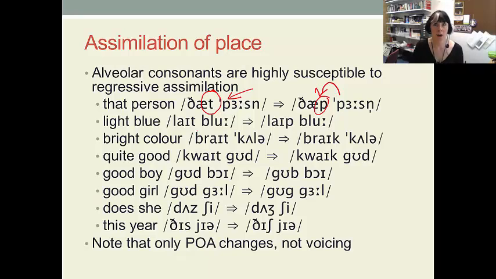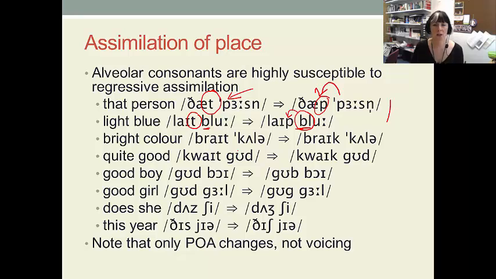In the next phrase we have 'light blue', so here we have an alveolar consonant followed by a bilabial one again, and we find that the bilabial one has a backwards effect on the consonant. Now this is place of articulation. What we have here is called bilabial assimilation, because the bilabial consonant here is having an effect on the preceding sound. So in both of these examples here, what we have is bilabial assimilation.